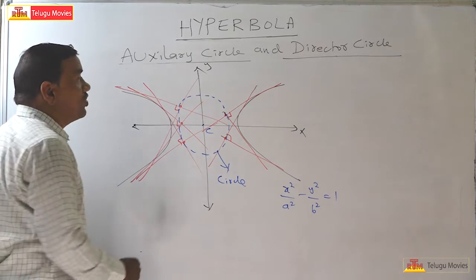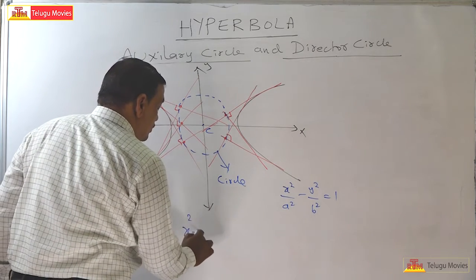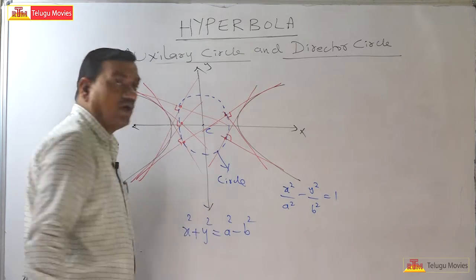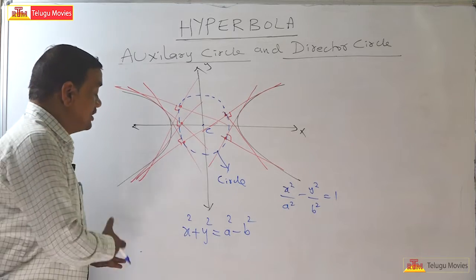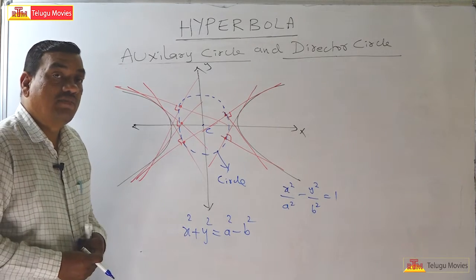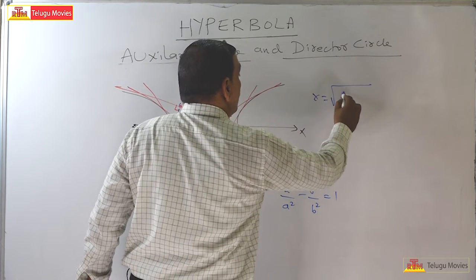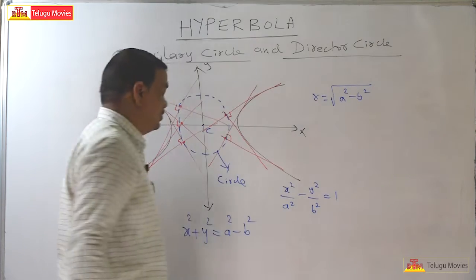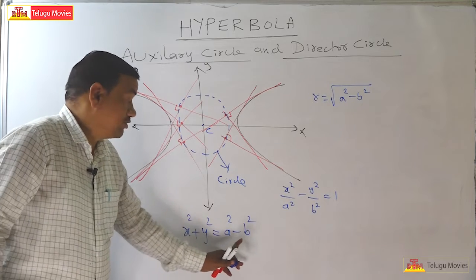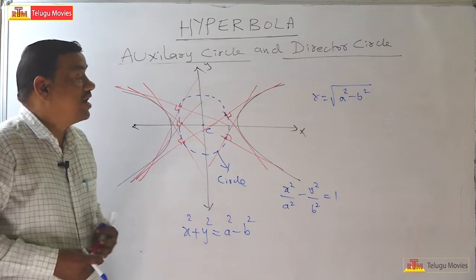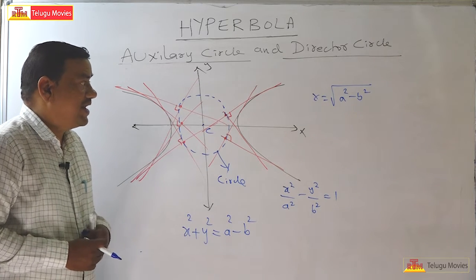So the equation of this director circle is x square plus y square is equal to a square minus b square. Understand this? Here the radius of the director circle is root of a square minus b square. x square plus y square is equal to r square, r square is equal to a square minus b square. Therefore, r is equal to root of a square minus b square.